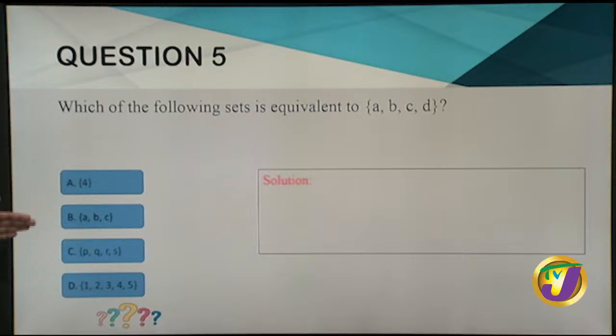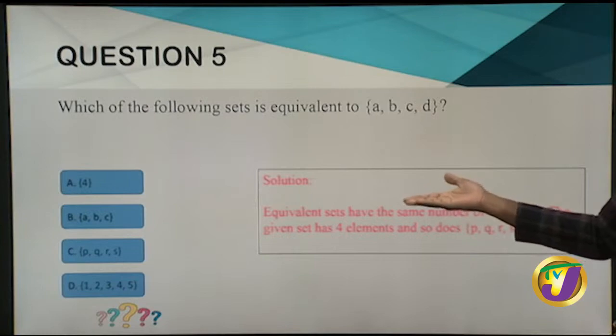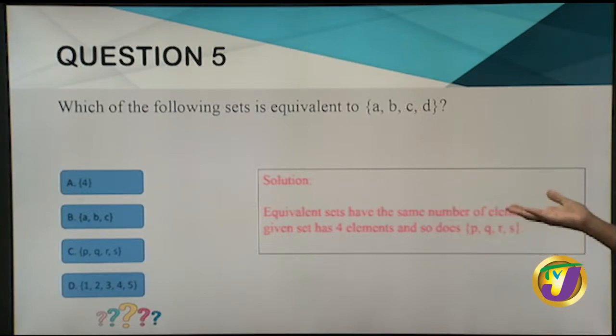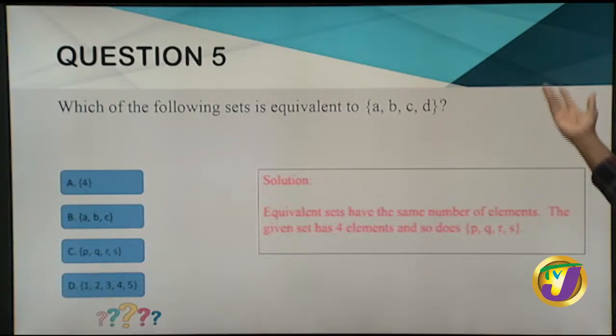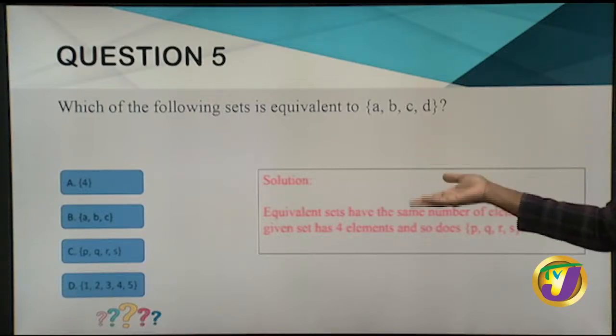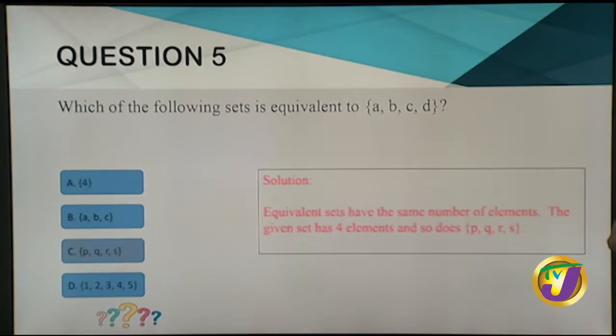So clearly our answer is going to be C. And notice C, as I said before, equivalent, they have the same number of elements, but they don't have to look the same. In this set, we have A, B, C, D. However, in set C, there are P, Q, R, and S. All right.